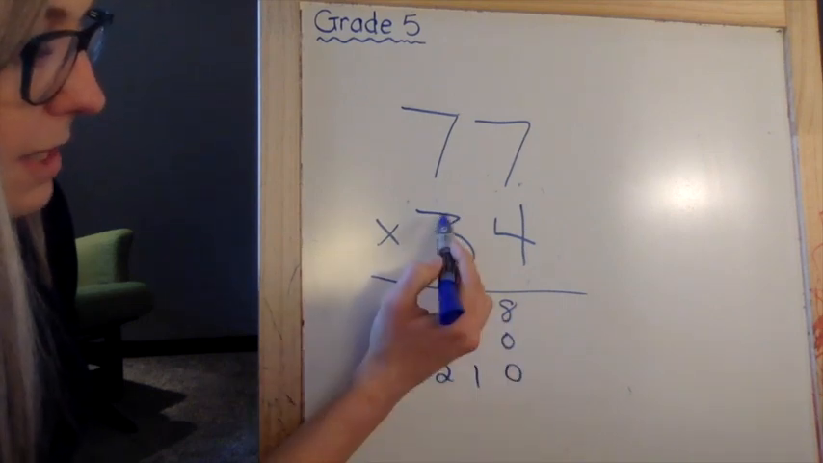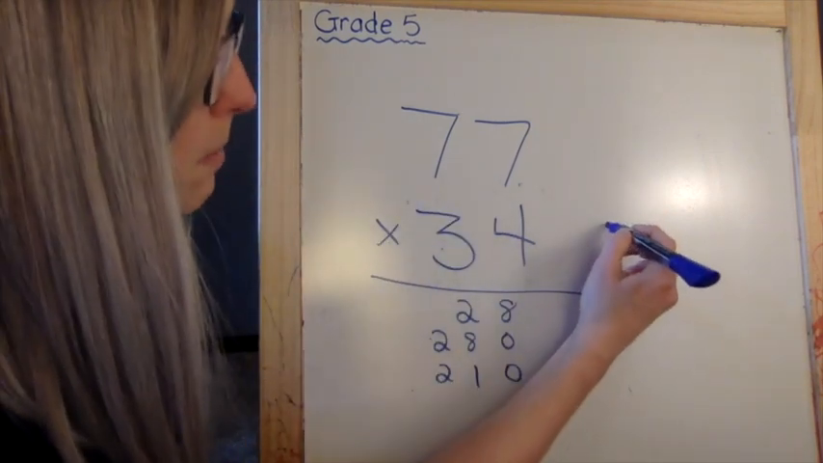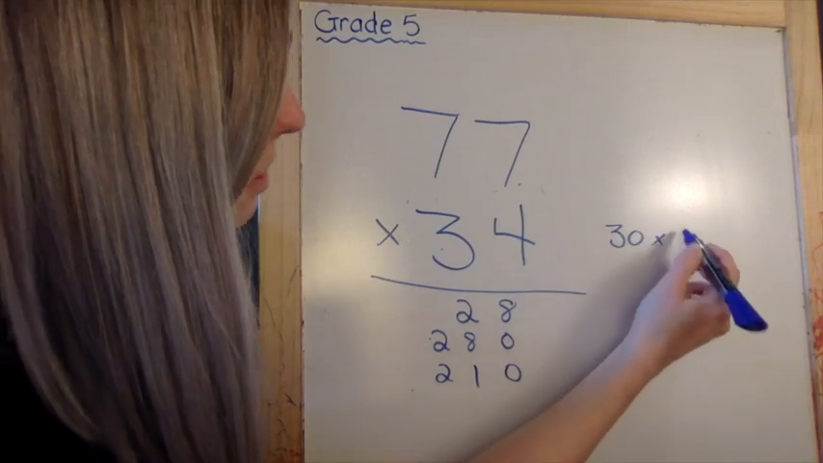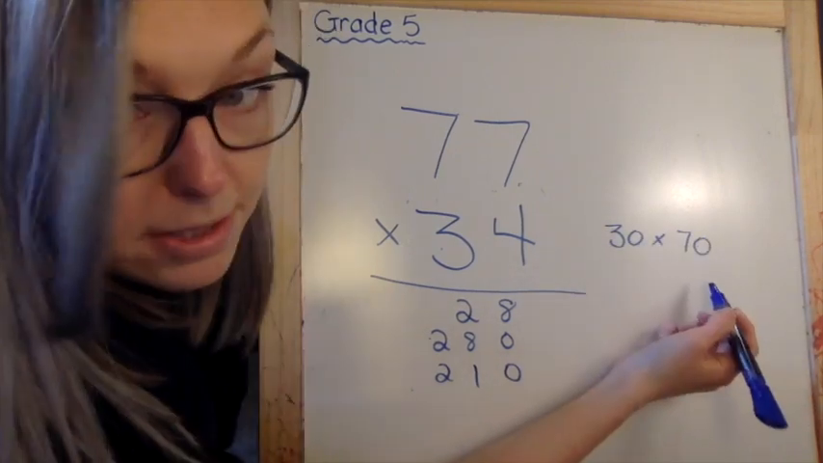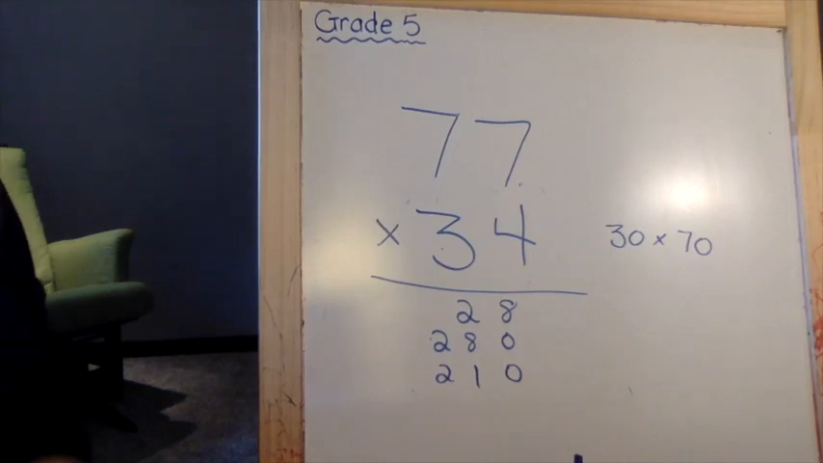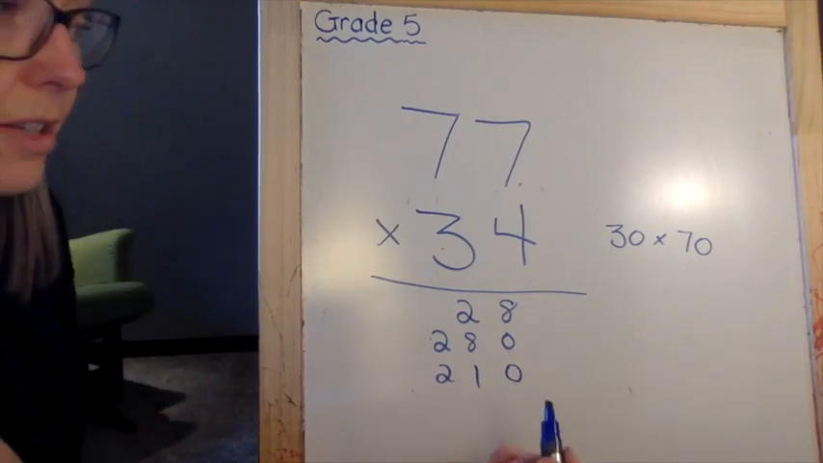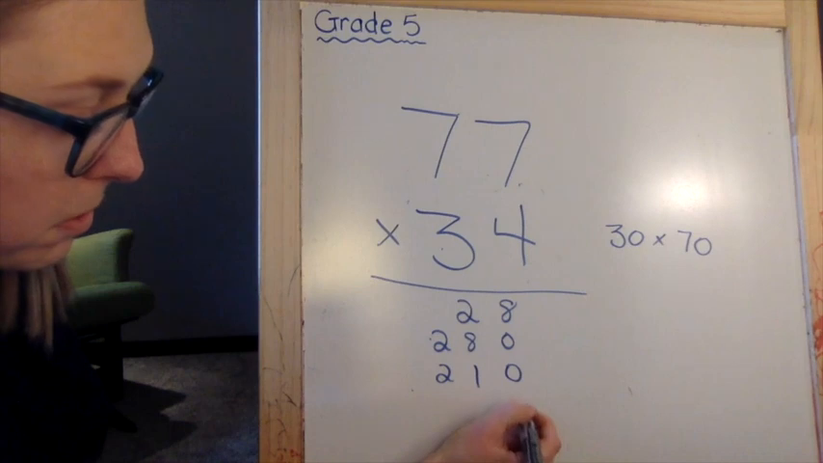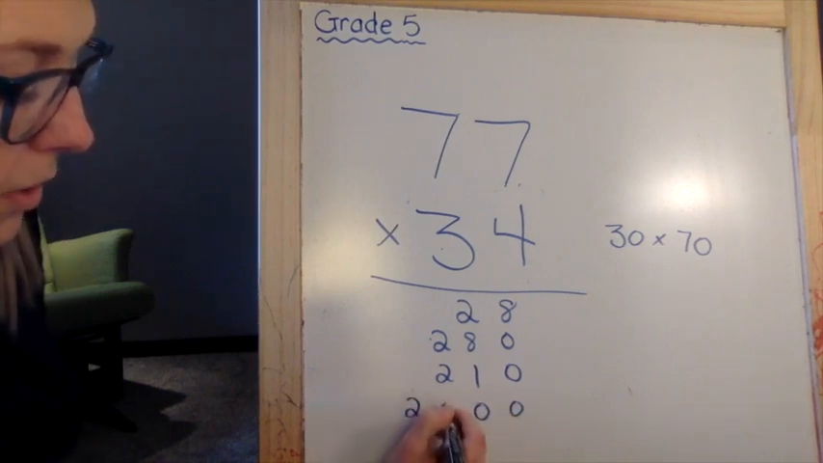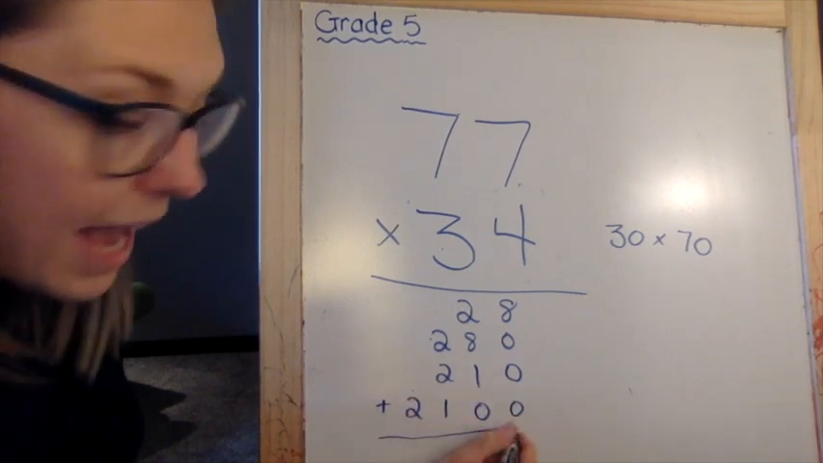Okay, for my next one, 30 times 70. Now remember, if you were doing box window, you would see those zeros. 30 times 70. So 3 times 7 is 21, and there's going to be 2 zeros on the end. So put your zeros. 21. Now let's add them all together.